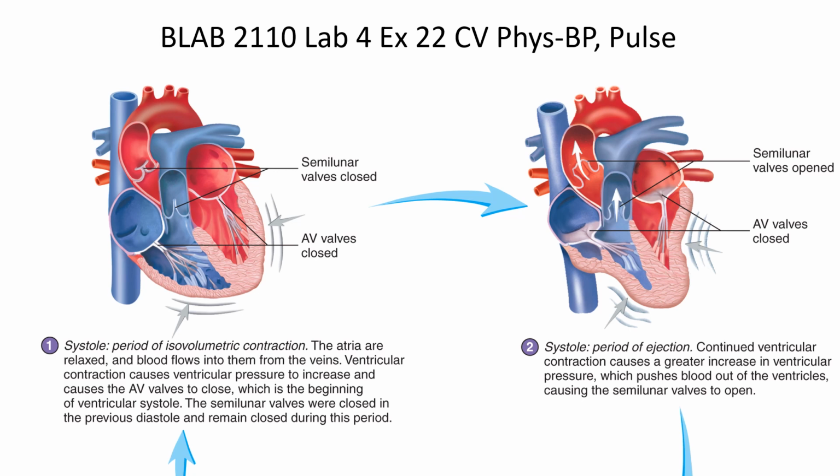It ends when the semilunar valves open, and that starts the period of ejection. Blood leaves the ventricles and enters either the pulmonary trunk or the aorta. But the period of ejection is also systole, and that ends when the ventricles stop contracting and begin to relax. The first thing that happens when the ventricles begin to relax is the semilunar valves snap shut again, and you start the period of isovolumetric relaxation.